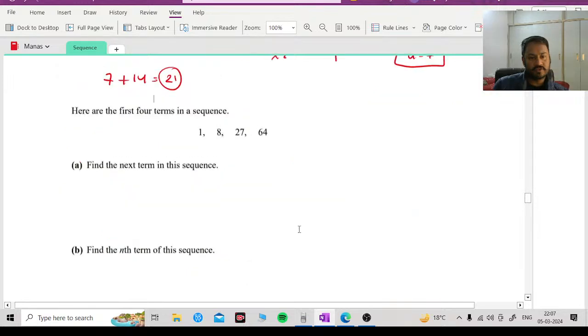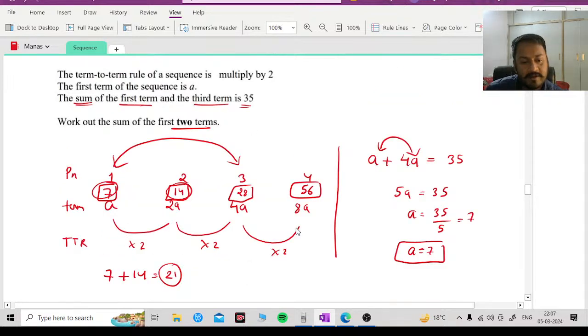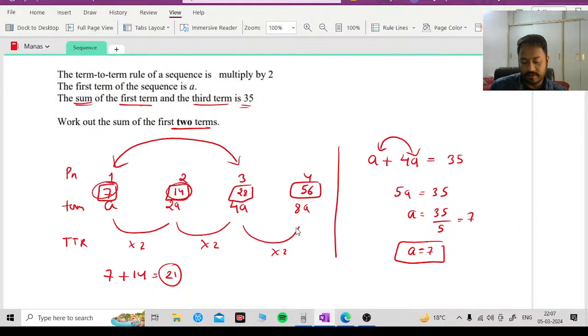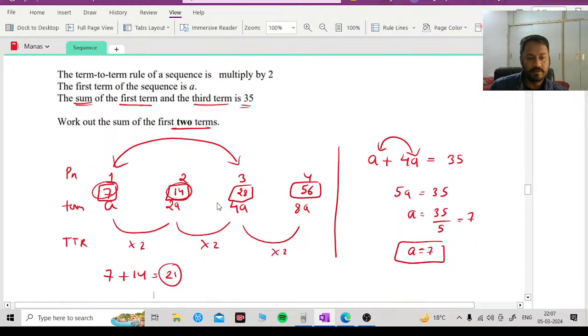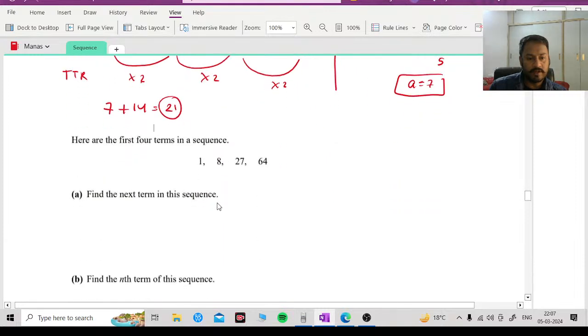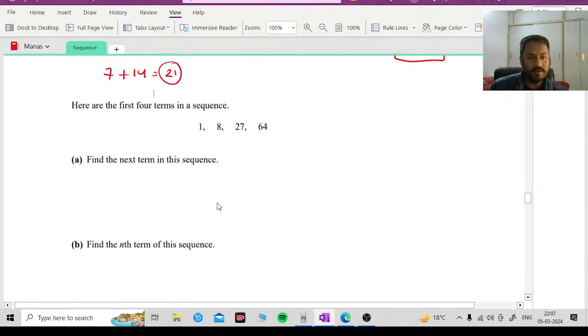Now let's proceed to the next one. I hope you understand the concept here. This was a very tricky one, and this generally comes in the past papers. Very good, Labdi, 7 is correct. It is basically a past paper question. Very important question.